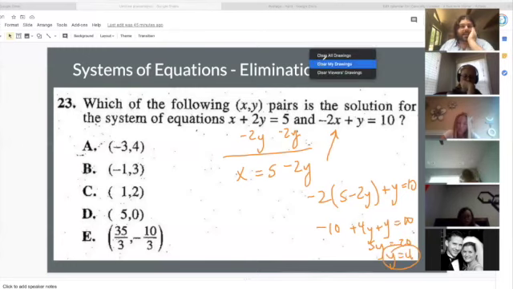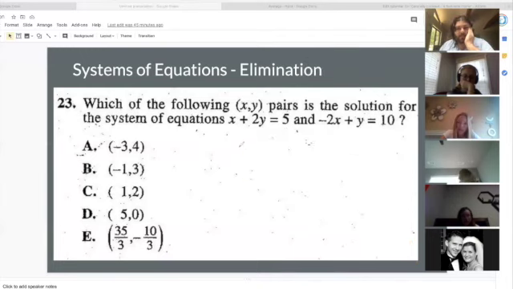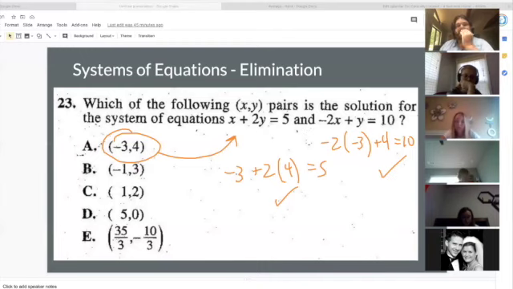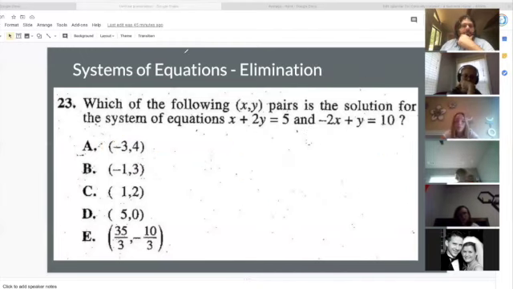Did anybody use guess and check? That's what I did. I tried it and I was like, okay, x plus 2y should equal 5, and it did. And then I tried it here, -2 times x plus y equals 10, and it did. So I knew this was the solution to the system because it worked for both. So again, you've got options here.